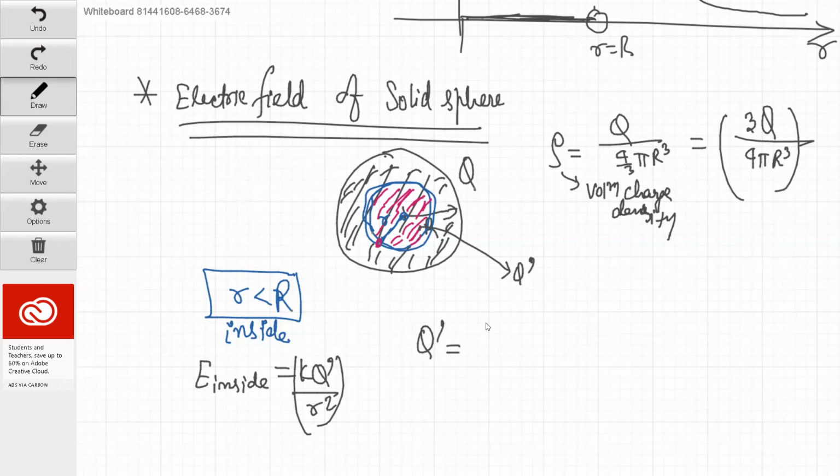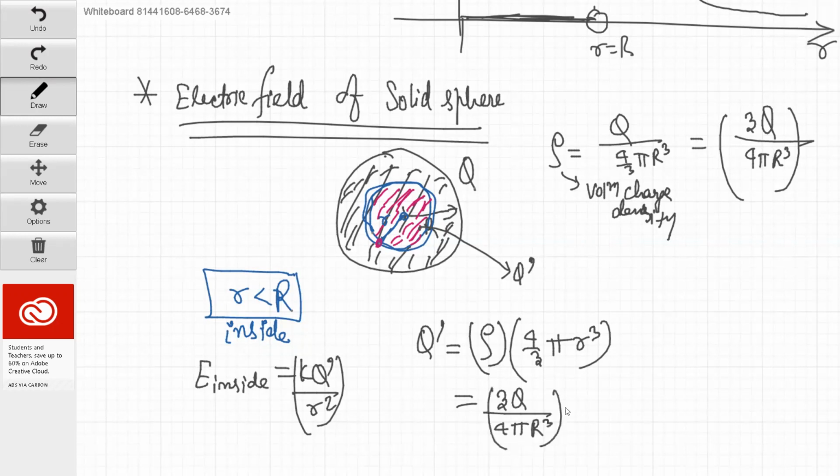Q dash is basically rho, the volume charge density, charge per unit volume, into volume. What is the volume of this sphere which we had selected? That is equal to 4 by 3 pi small r cube, and put the value of rho at this place. So this is 3q divided by 4 pi capital R cube into 4 by 3 pi small r cube. So pi cancels, 4 cancels, 3 cancels. So that is equal to q r cube divided by capital R cube.